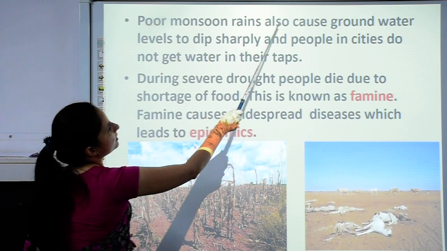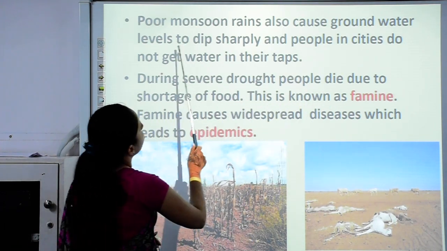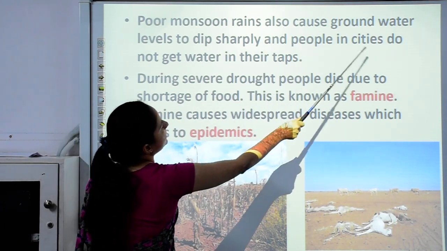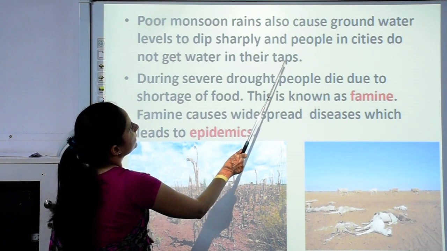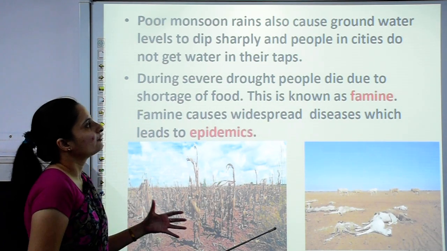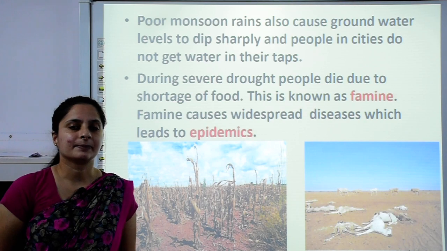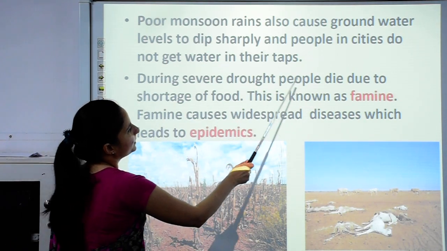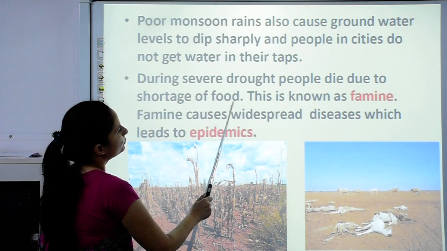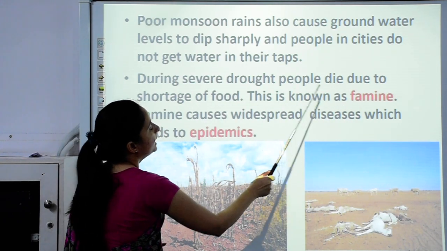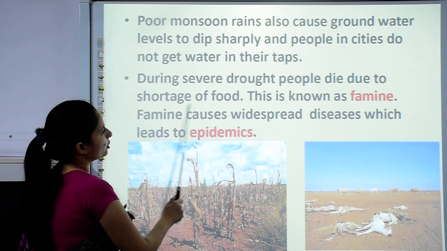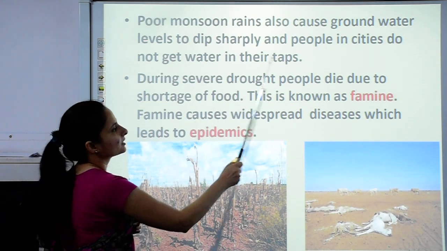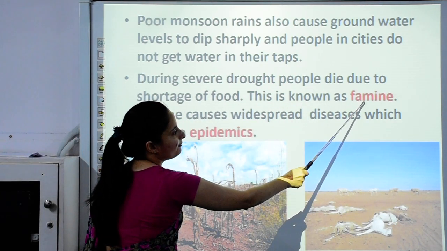Poor monsoon rains also cause groundwater levels to dip sharply, and people in cities do not get water in their taps. Now as the rainfall is very less, it also depletes the underground water level. During severe drought, people die due to shortage of food. This is known as famine. Now at this time, there is shortage of food, and shortage of food results in a situation called famine.